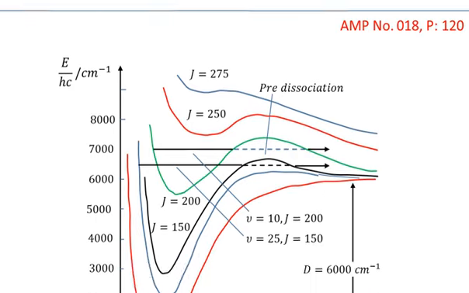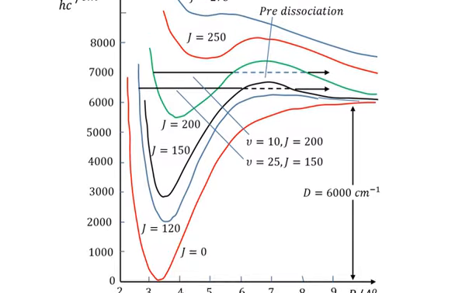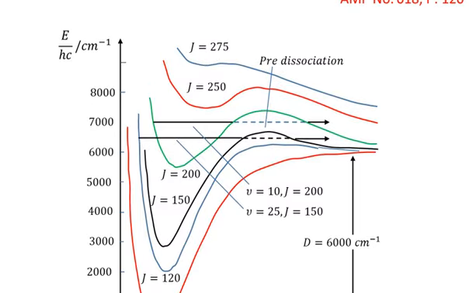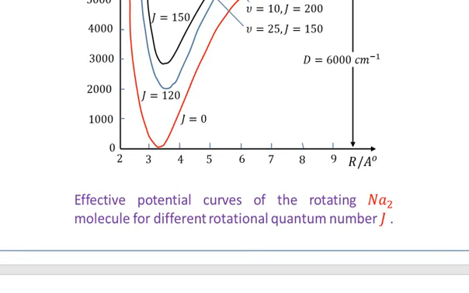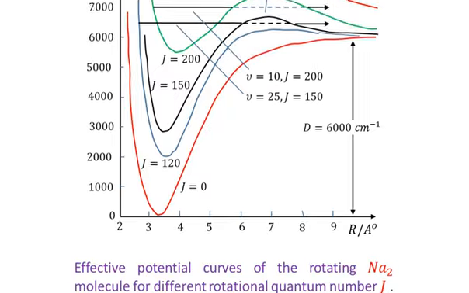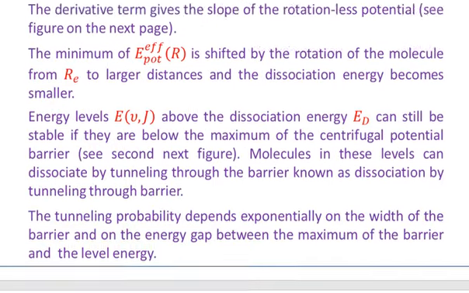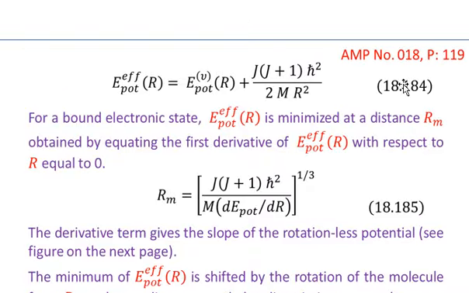As you see, this is shown in this diagram. Let me read the caption first. Effective potential curves of the rotating sodium diatomic molecule for different rotational quantum numbers J. Since the effective potential, as given in equation number 184, depends explicitly on the quantum number J.